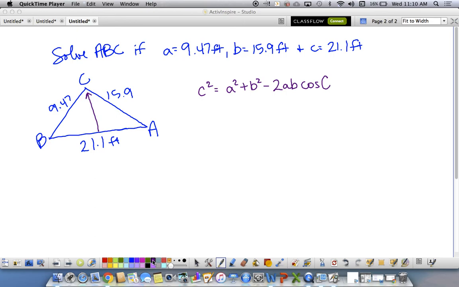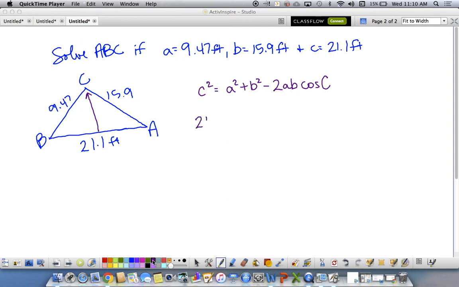And right now I can hear you asking, do I need to remember this? Not a bad idea. I did see a problem like this on an ACT question, and you just had to know the law of cosine. So, is it something good to have in your brain? Most definitely.